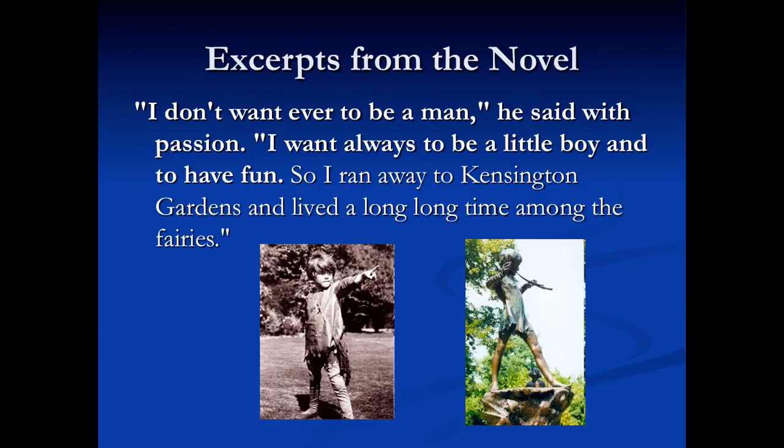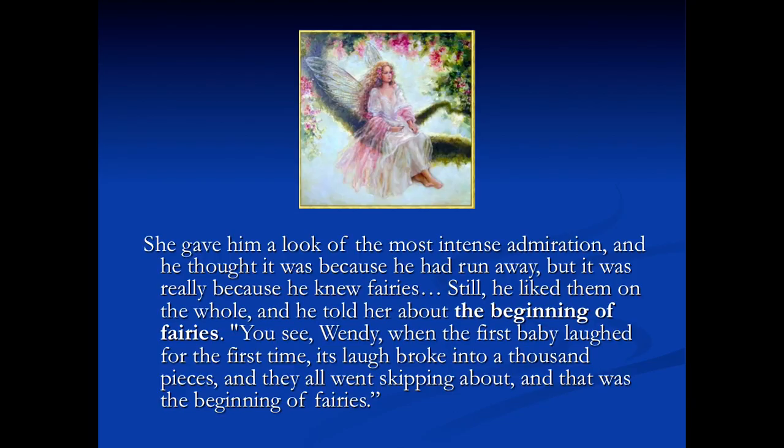I chose a few excerpts from the novel just because I love them so much, and you're going to read a bit of them in a minute, but this excerpt says, "I don't want ever to be a man," he said with passion. "I want always to be a little boy and to have fun. So I ran away to Kensington Gardens and lived a long, long time among fairies." And so they actually have a statue, you can see it's the picture on the right, of Peter Pan in Kensington Gardens. So that's pretty neat that they're paying homage to this author.